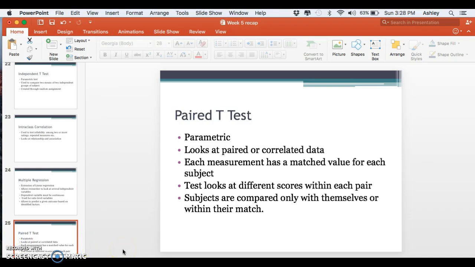The paired t-test is also something that you will come across when you're looking at parametric tests. It essentially looks at paired or correlated data. Each measurement does have a matched value, and the test looks at the difference scores within each pair. Subjects are compared only with themselves or within their match.